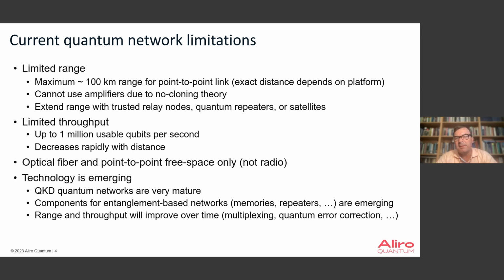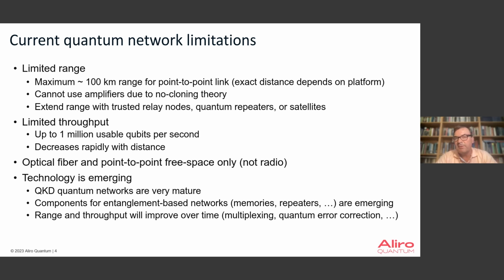The third limitation is that the links in a quantum network must either be optical fiber connections or point-to-point free space laser connections. Those free space connections can be terrestrial or they can be satellite. Currently, radio links such as Wi-Fi networks or copper links such as DSL are not supported by quantum networks.